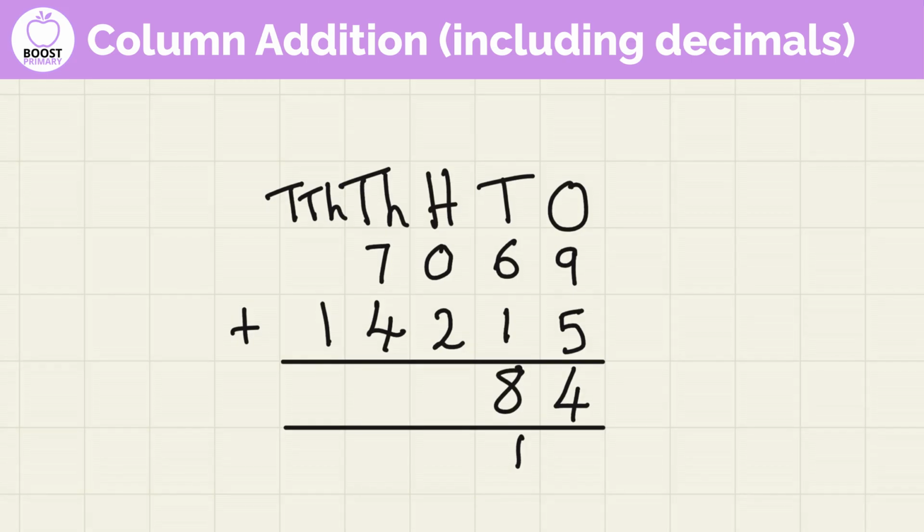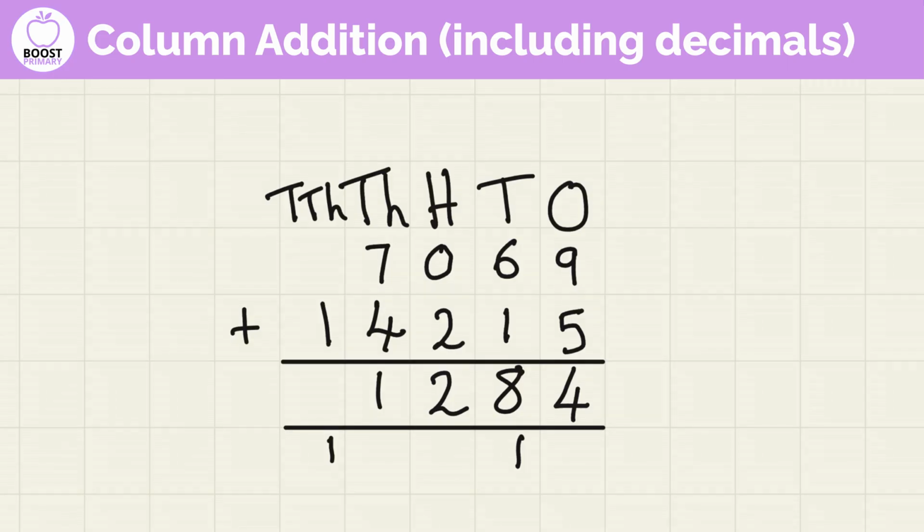It's the hundreds column next. 0 hundreds, add 2 hundreds, equals 2 hundreds. Let's move on to the thousands column. 7 thousands, add 4 thousands, equals 11 thousands. I'm going to take 10 of those thousands and exchange them for a 10,000. I've got 1,000 left over, and that goes in the thousands column.